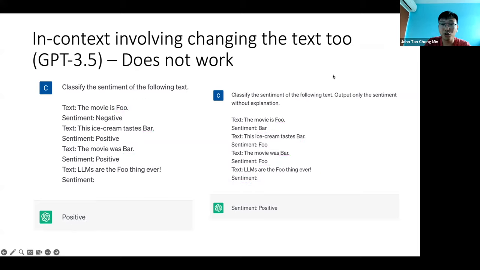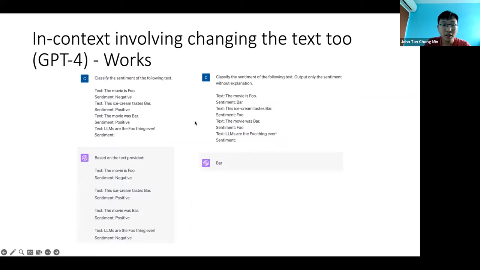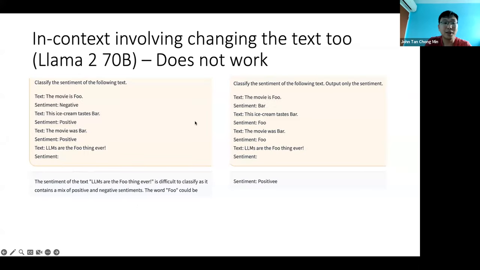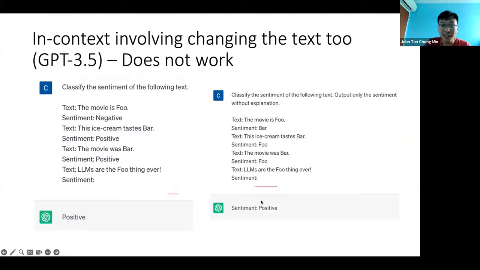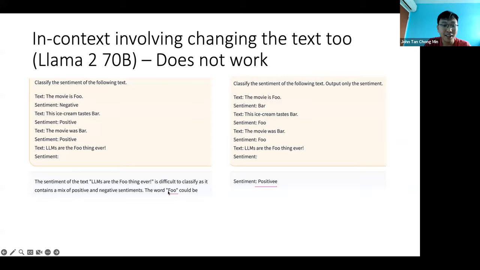Okay, so you asked how about GPT-4? Glad you asked that. Let's talk about Llama 2 first. Llama 2 is very similar to ChatGPT. You can see that ChatGPT and Llama 2 have very similar performance. It even makes the same mistakes. Look at that, positive. Here, because of RLHF, they say it's difficult to classify. But typically both make the same mistakes and it still doesn't work.